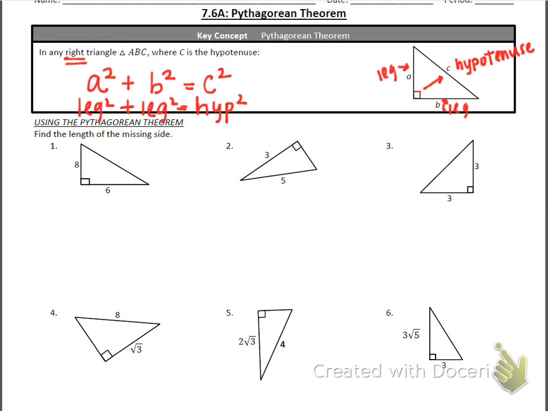Sure. Okay, I'm going to start you with an easy one. So number 1, we have legs of 8 and 6, and my hypotenuse, there's no variable attached to it, so I'm going to label it C. And we're just going to plug everything into the Pythagorean theorem. So this is going to be 8 squared plus 6 squared, and it doesn't matter which one is A and which one is B, equals C squared. And this is how I want you to show your work. Guys, what's 8 squared? Good. What's 6 squared? Good. And then equals C squared.